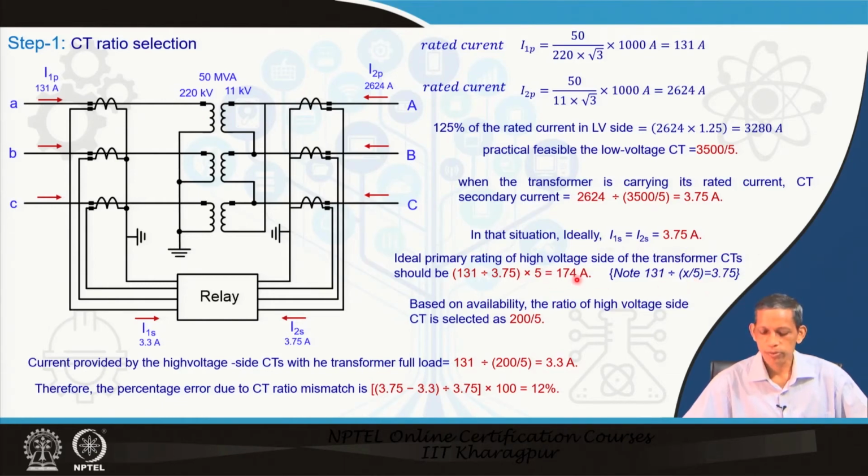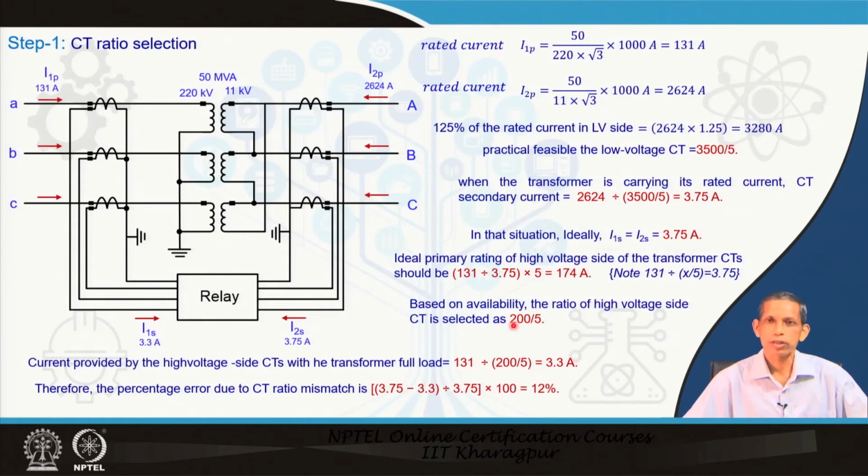So, that x value becomes 174. Therefore, this should be 174 is to 5, but a 174 is to 5 CT is not available. So, we are going to consider a nearby CT, 200 is to 5. Our final CT selection from the low voltage side is 3500 is to 5, and on the primary side it becomes 200 is to 5.